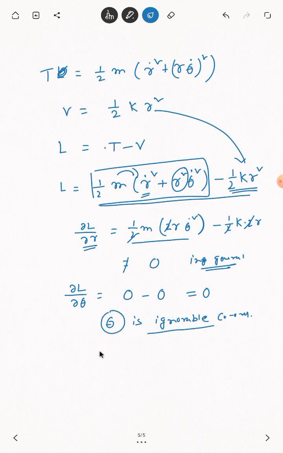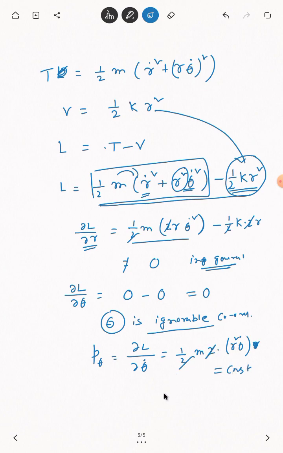Theta is ignorable. So p_theta, how can we derive that? Del L by del theta dot operation. So what will that be? From here we can just differentiate, because we do not have any theta here, only theta dot. So half into m into 2 into r theta dot into r, that means we have 2r, so r square will be there. This will be the expression, that will be constant.